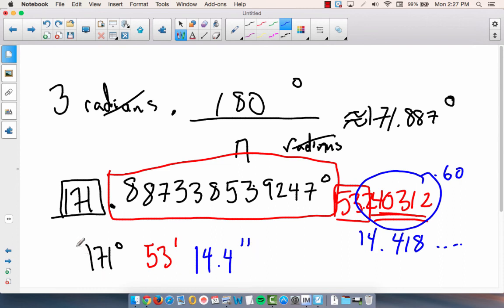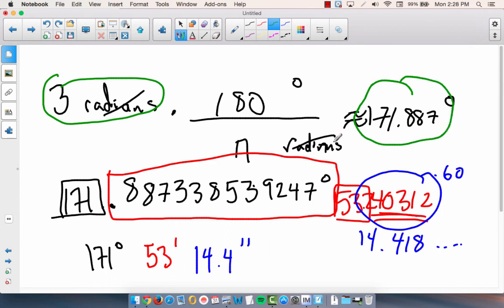But there we go. And now we have 3 representations of the exact same angle. 3 radians is the same or similar to 171.887 degrees, which is pretty darn close to 171 degrees, 53 minutes, and 14.4 seconds.